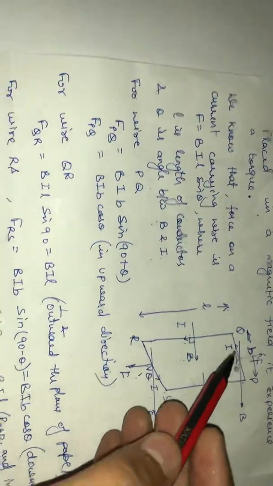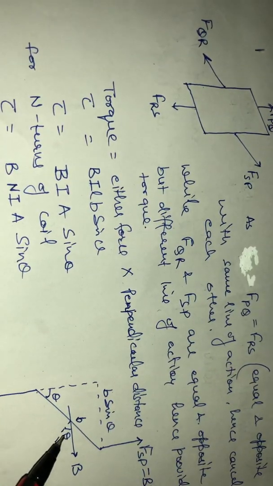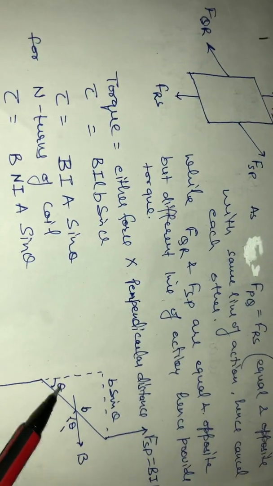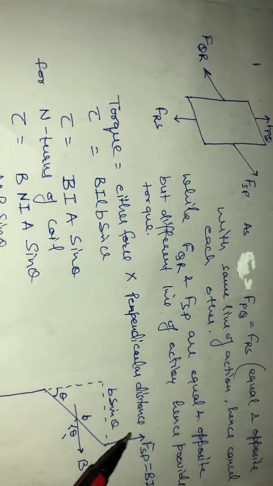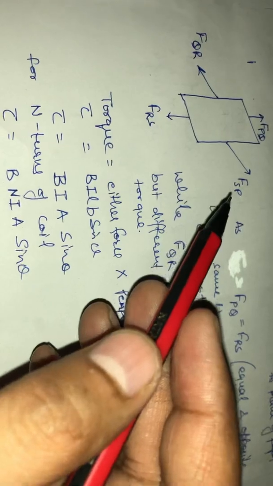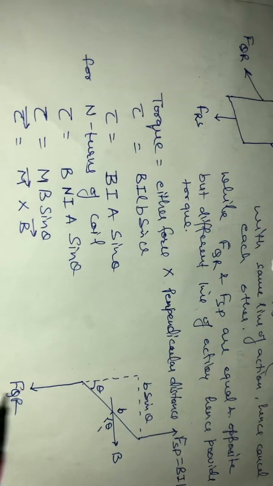This distance is B. I draw here, this distance is B. Then this angle is theta, then this angle is 90 minus theta, then this one is theta. This is B, then this is B sine theta. Then the forces are equal and opposite, but their line of action is not the same. That is the force on SP that I am showing here in the top view, and the force on QR in this direction.